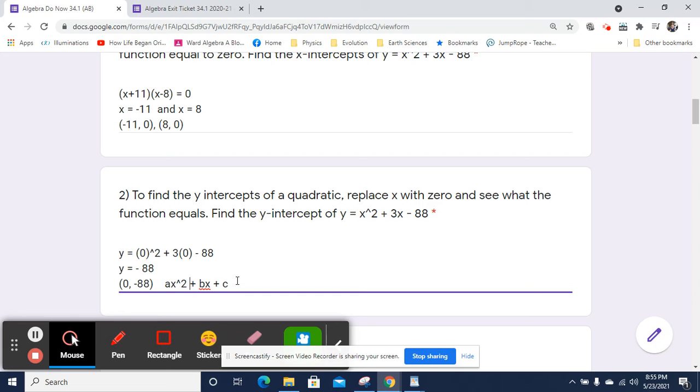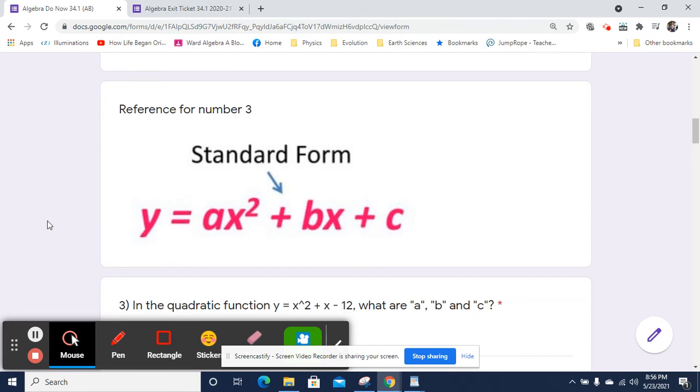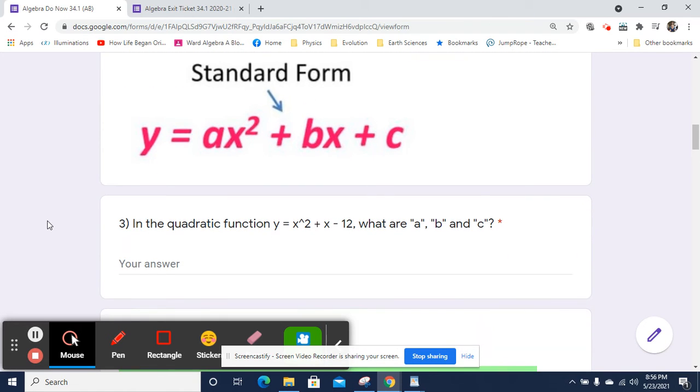Since b and a are multiplied times x in some way, if x was 0, they don't matter. So our y-intercept, in the standard form, is always going to be (0, c). Whatever c is in the standard form, the y-intercept is that. That's how you always find the y-intercept, by the way. You just replace x with 0 and find out what the function equals. And that will be true for every function you will ever deal with.